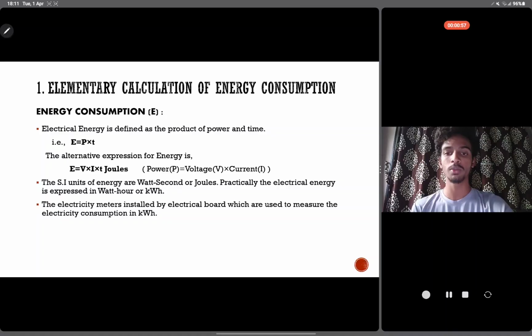We know that power is equal to the product of voltage and current. The SI units of energy are watt-second or joules. Practically, the electrical energy is expressed in watt hour or kilowatt hour. The electricity meters installed by the electricity board are used to measure the electricity consumption in kilowatt hour.